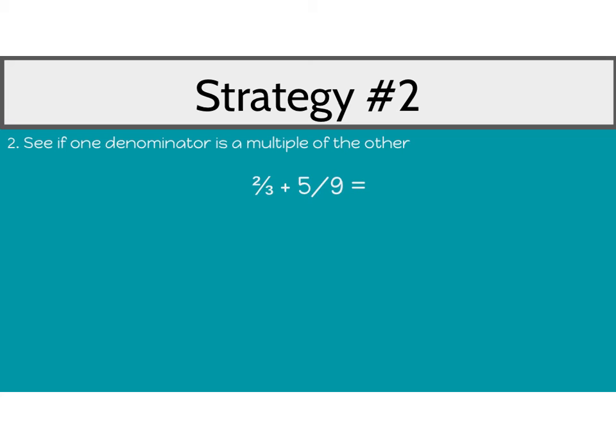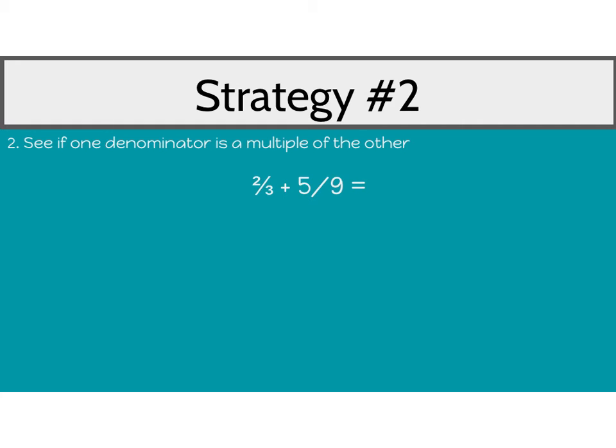So now we're going to take a look at strategy number 2. See if one denominator is a multiple of the other. So see, all of those days that we practiced listing multiples is going to come in handy. So we're going to look here. My denominator in my first fraction is a 3, and I have a denominator of a 9.